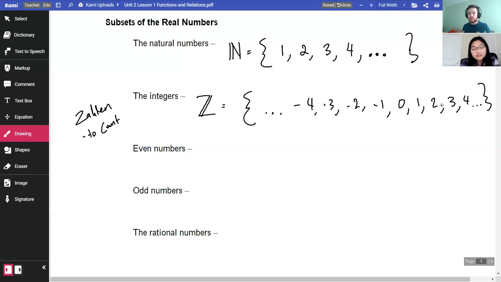And one of those uses is right now, let's define the even numbers. And there's no fancy blackboard bold letter for the even numbers. So I'm just going to do this. That's a very bad attempt at a curly bracket. The evens.